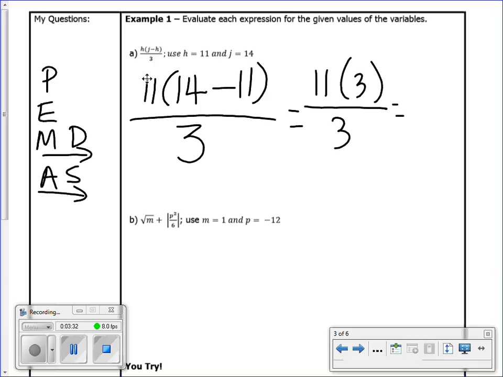Next step, we have to do multiplication. 11 times 3 gives us 33, divided by 3. And now that we have one number on the top and one number on the bottom, we can now divide. When we divide 33 by 3, we end up getting 11 as our answer. So your answer is 11.